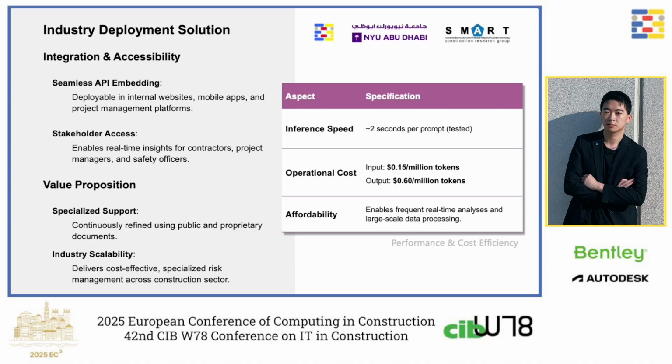Deploying our solution is seamless and cost-effective. It integrates via API into existing platforms such as Procore and Buildertrend, with sub-2-second latency delivering real-time risk alerts to field teams. Importantly, it runs at an exceptionally low cost, just $0.15 per million input tokens, with monthly updates under just $1, democratizing enterprise-grade cybersecurity for small and middle enterprises across the construction industry.